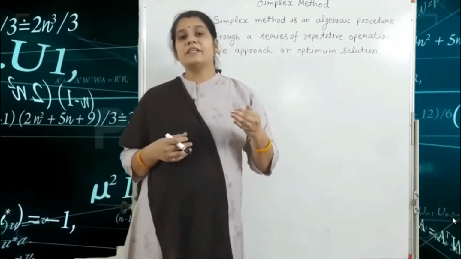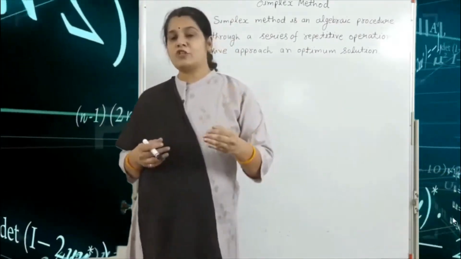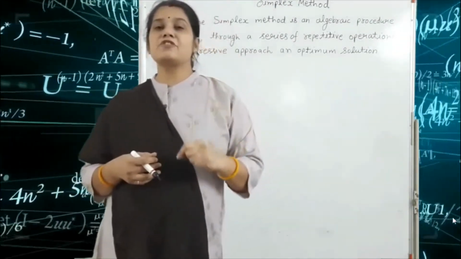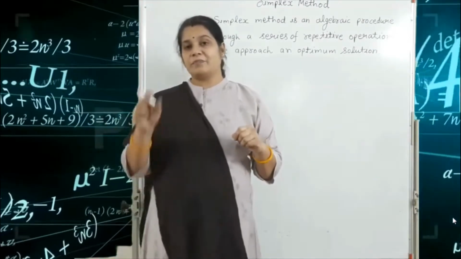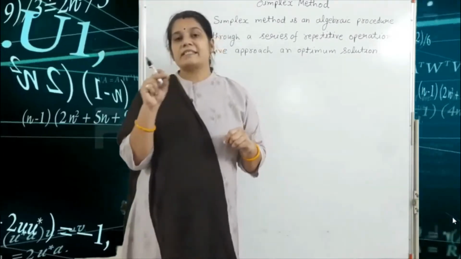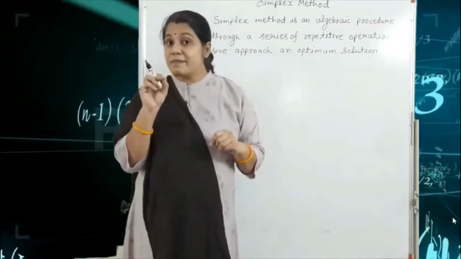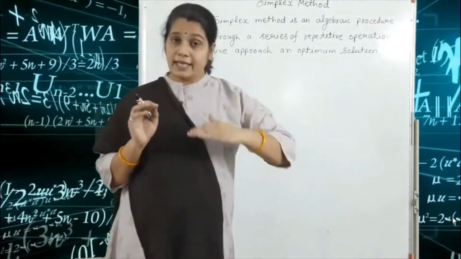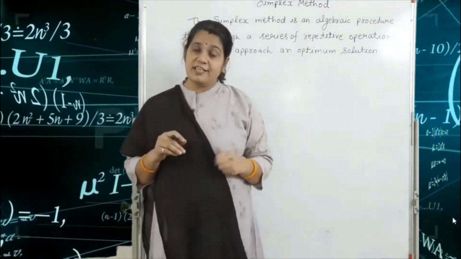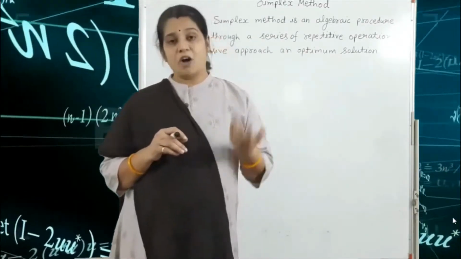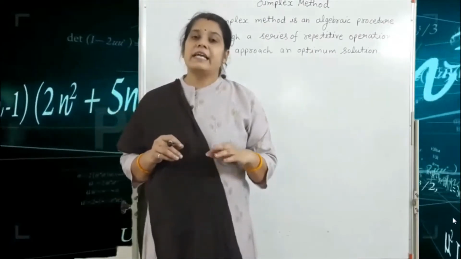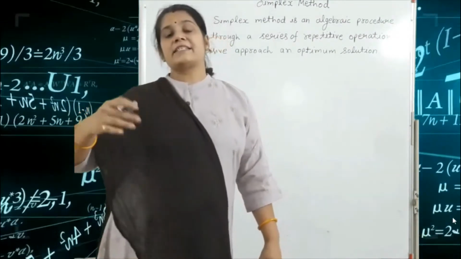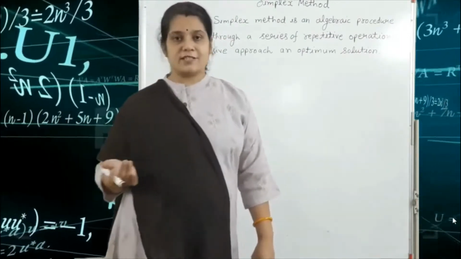When we get the optimum solution, since the simplex method is always given in maximization format, our last step for maximize z is that zj minus cj is always greater than or equal to 0. If zj minus cj is less than 0, that means any one value is negative, so we move to the next iteration table. We make the next iteration table.